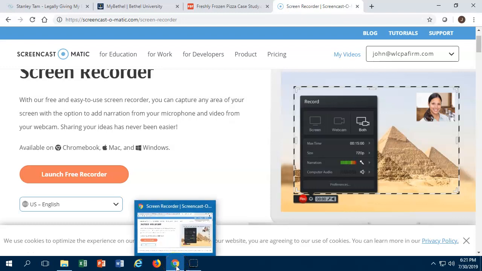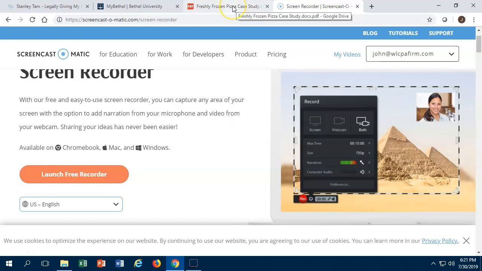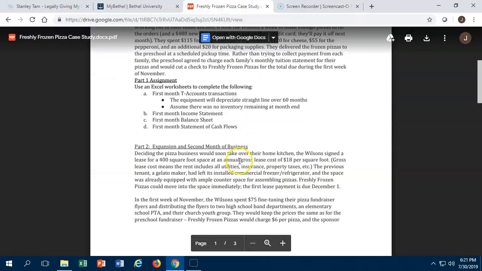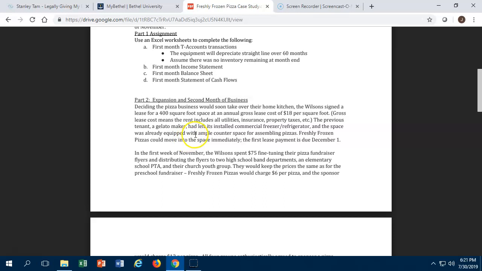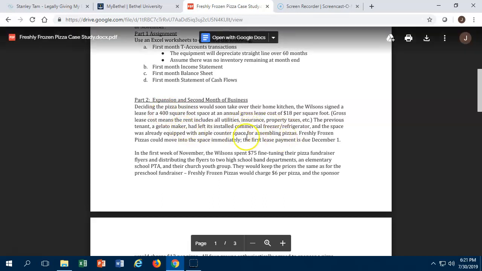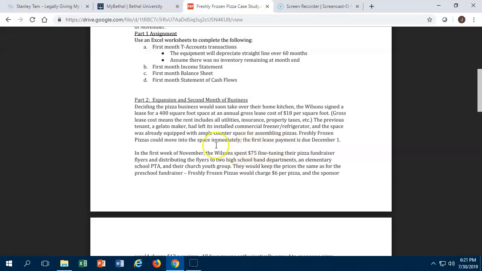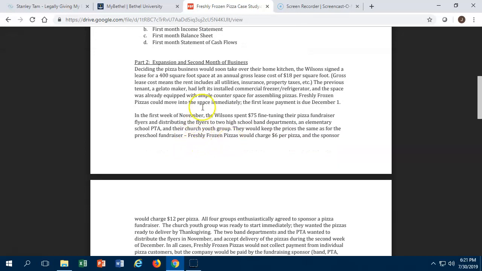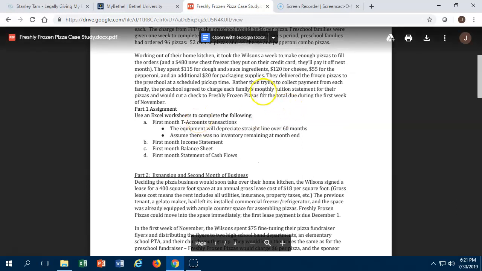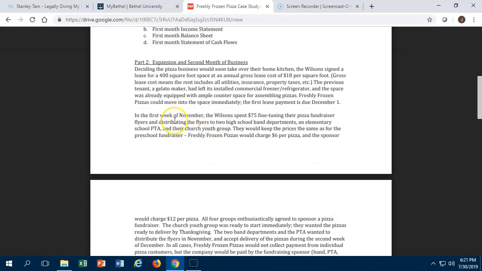Okay, so let's talk about the freshly frozen pizza case study, part two. It should be familiar data that you're getting compared to part one. If you notice, in part one the month was October, but in part two it's November. So you have another month to do.